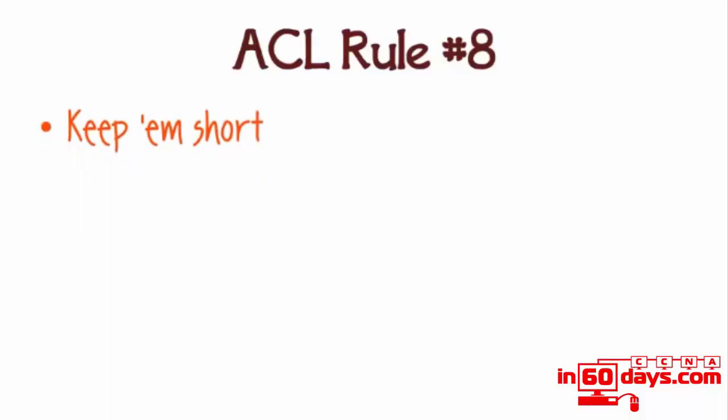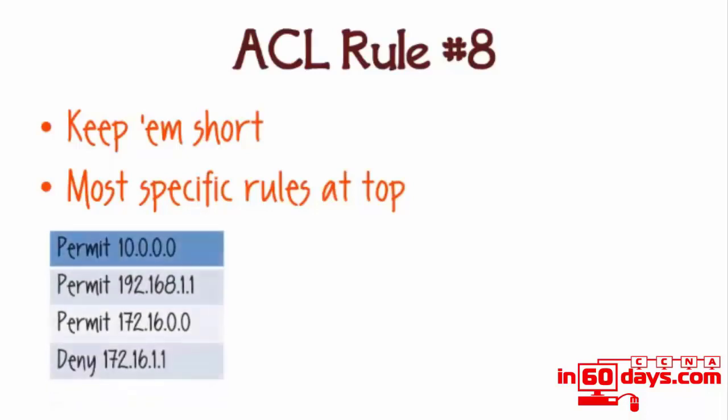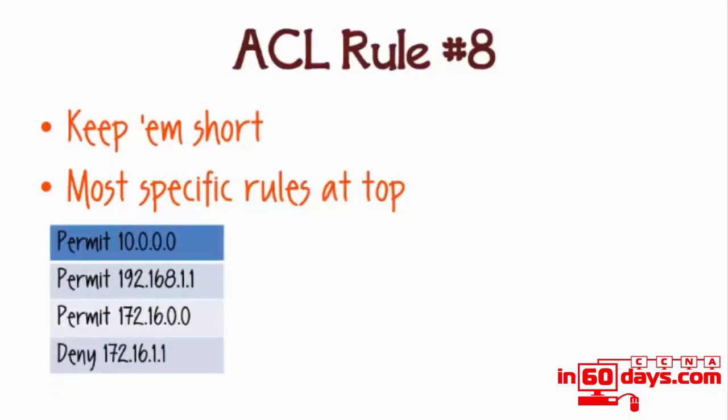And keep them short. This actually looks like 2 rules to me. Keep your access list as short and neat as possible, and the most specific rules at the top. So if you've got a particular host that needs to be denied, it goes nearer the top, and then networks further down. So you can see I'm denying a network here, permitting a network at the top, permitting a specific host next down, permitting a network, and denying a host at the bottom. So if you've got a particular host address, you put it closer to the top.